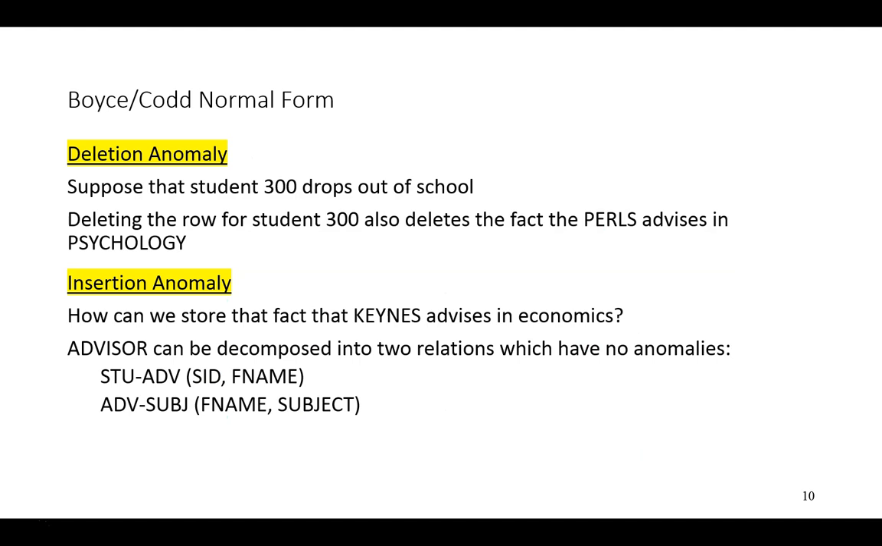There's an insertion anomaly. How can we store the fact that Keynes, who's been hired, advises in economics? In order to insert a row in advisor, we have to have a valid primary key. If we consider SID and faculty name as a candidate key, then in order for Keynes to be inserted, Keynes must have a student ID, must have a student advisor.